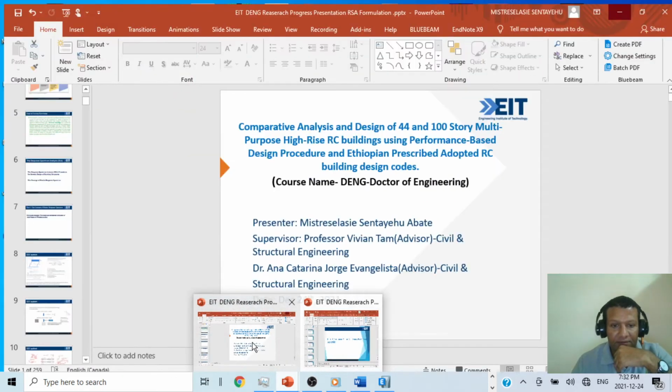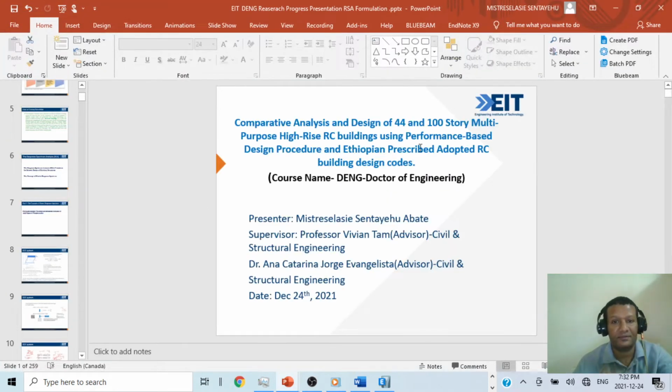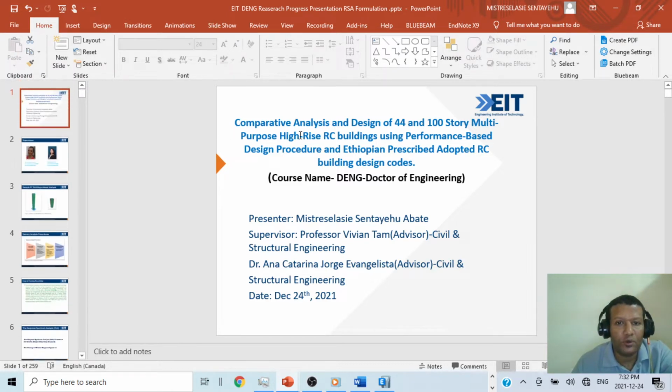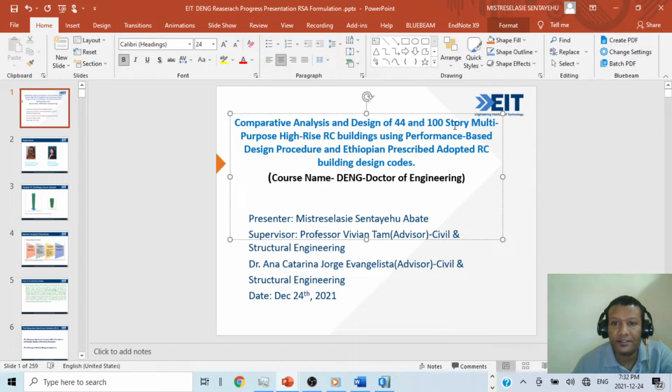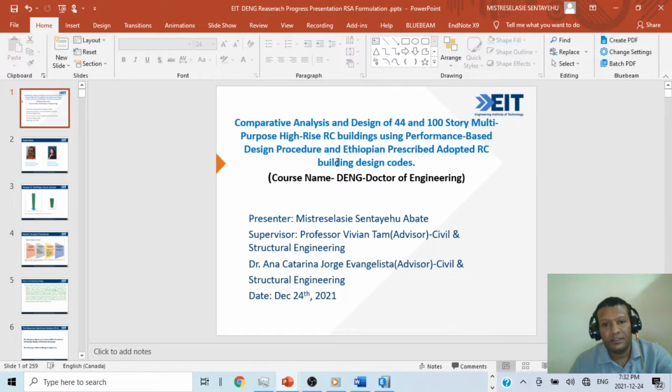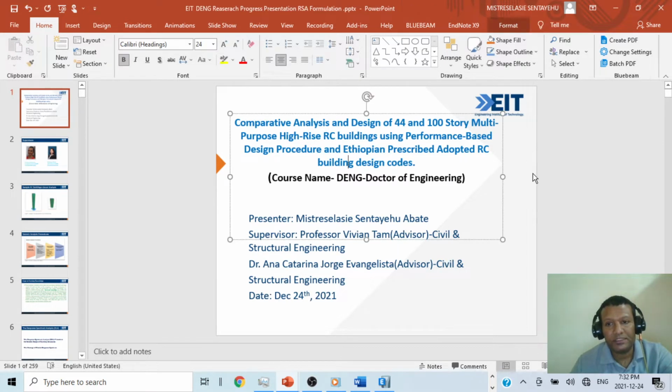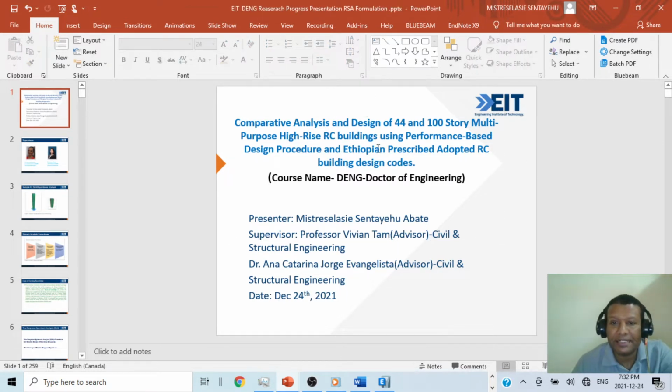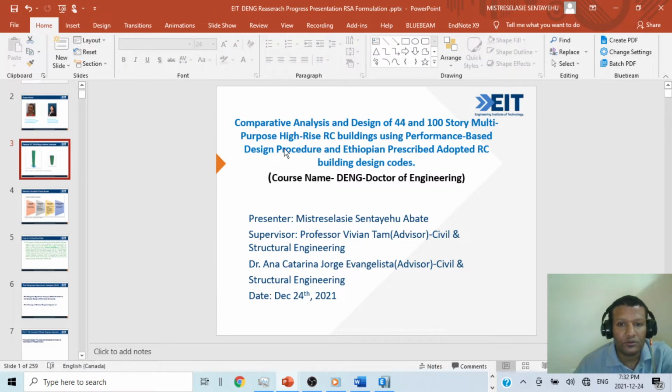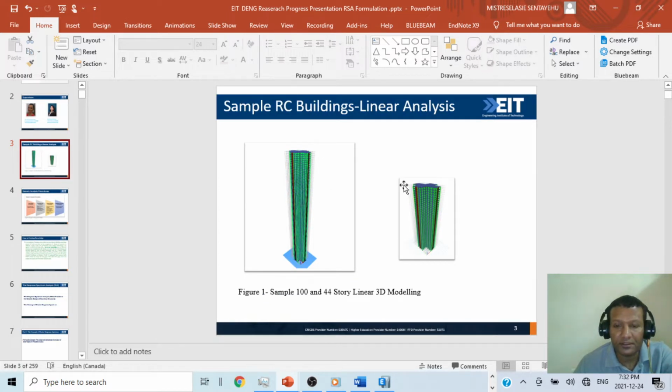We have another slide. Okay, just to remind you, the comparative analysis and design of 44 and 100 story multi-purpose high-rise RC buildings using performance-based design procedure and the Ethiopian adopted RC building design code. That's what we use. Basically we just use the response spectrum of Ethiopia. The other things are all the same. So these are our buildings, 100 story and 44 story.